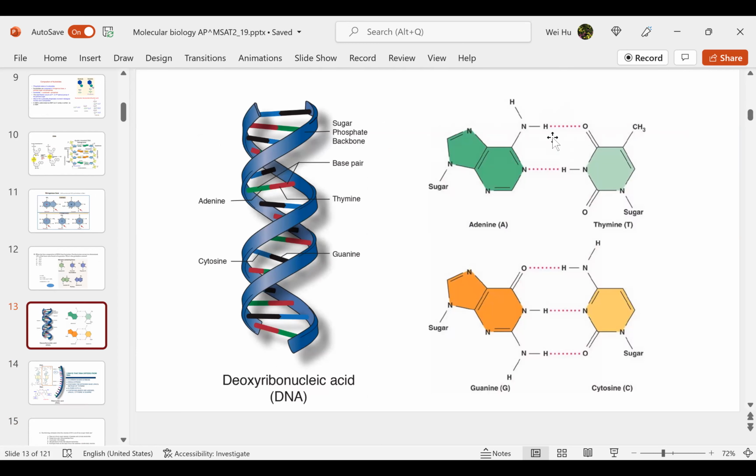Now you also notice that A pairing with T has 2 hydrogen bonds, and G pairing with C has 3 hydrogen bonds. So who is stronger? G pairing with C. GC bonds are stronger because you have 3 hydrogen bonds.